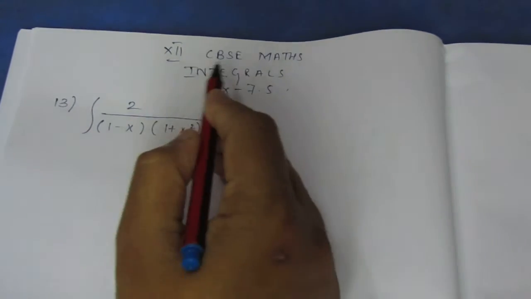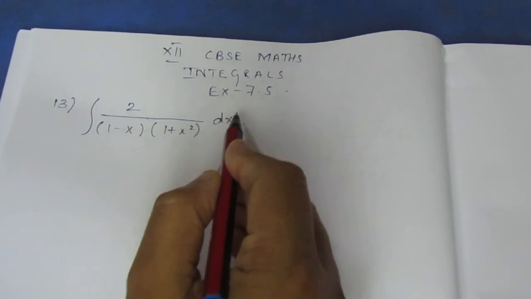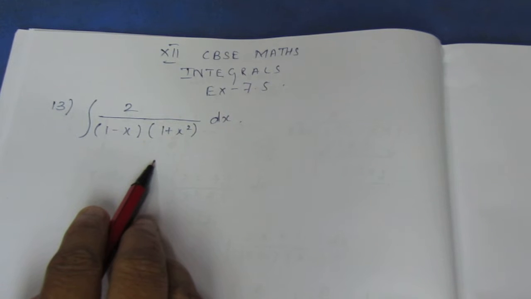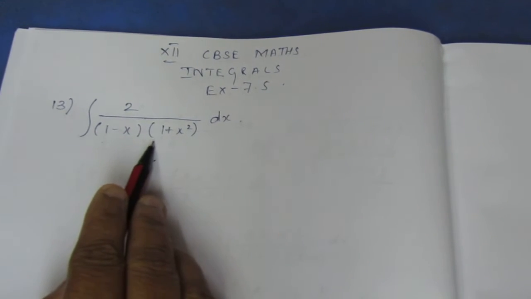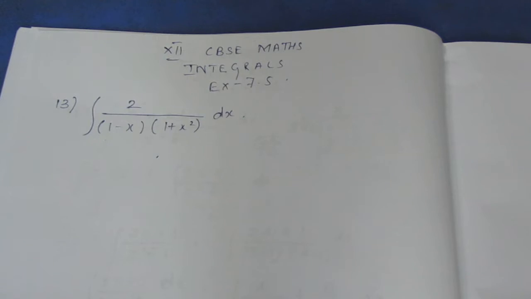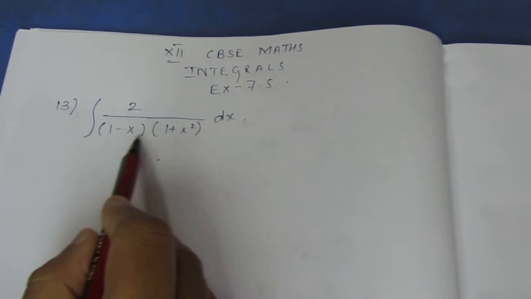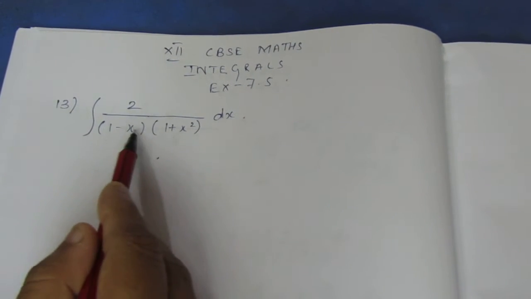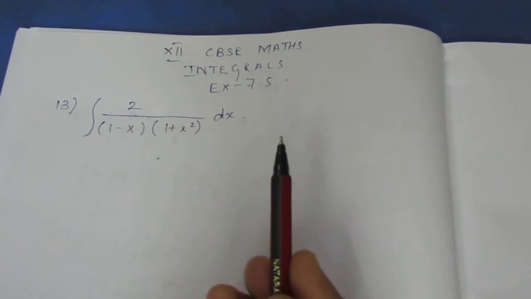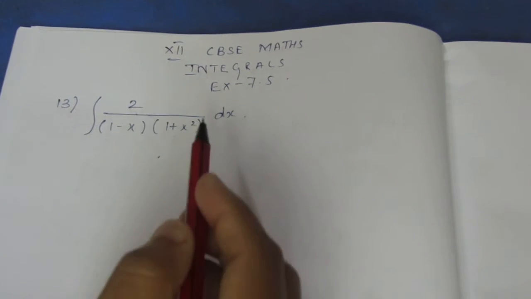Today we are going to see 12 CBSE Maths Integrals, exercise 7.5, question number 13. Let's see the question. Integrate 2 by (1 minus x)(1 plus x square) dx. Here, as it is in a factor form, we can go with the partial fraction method because here it is not the differentiation of one another, because we don't have x.